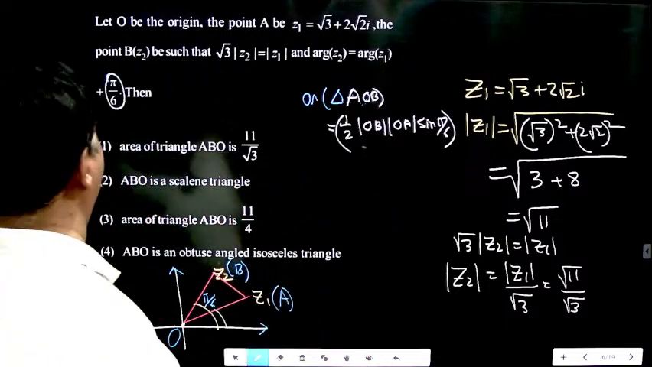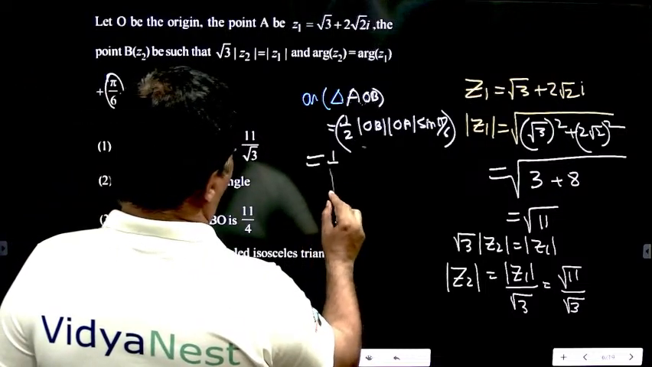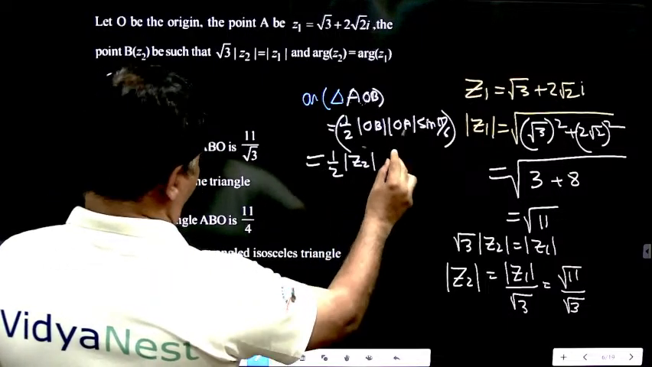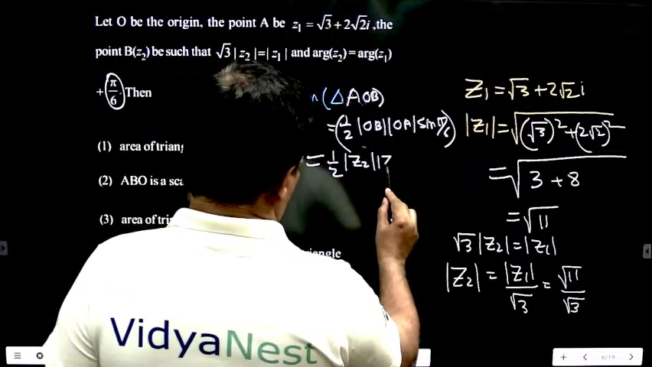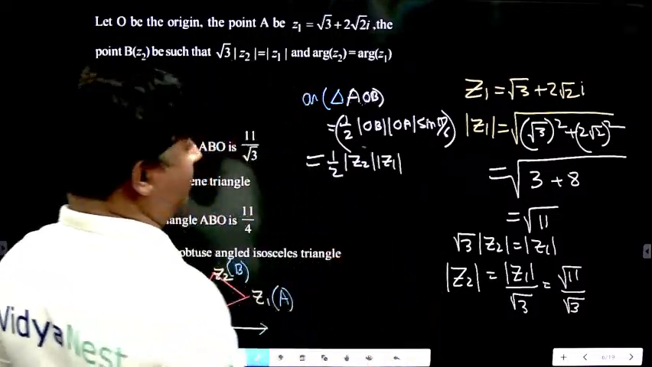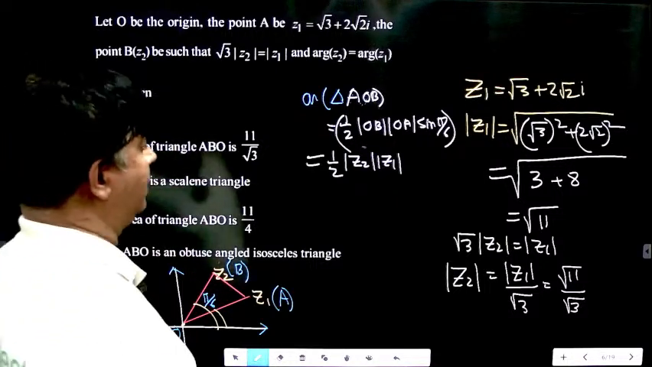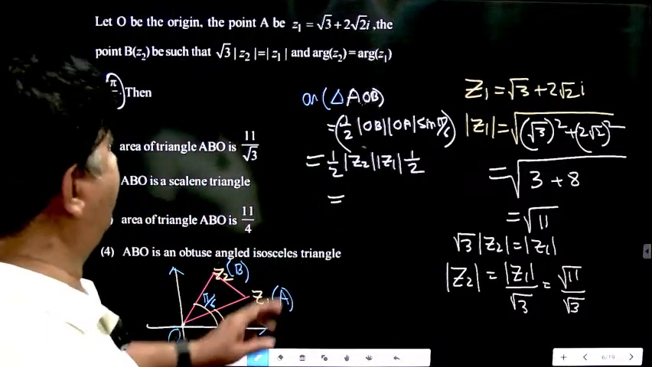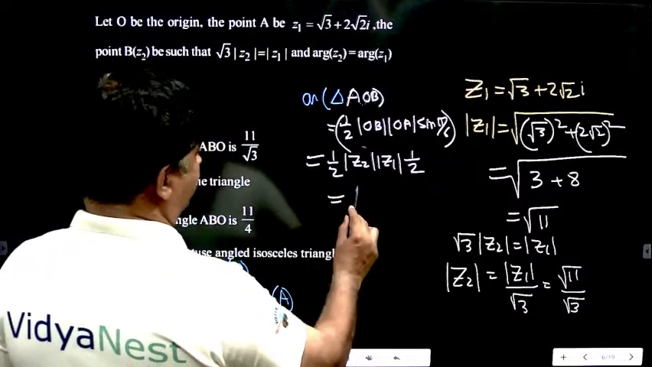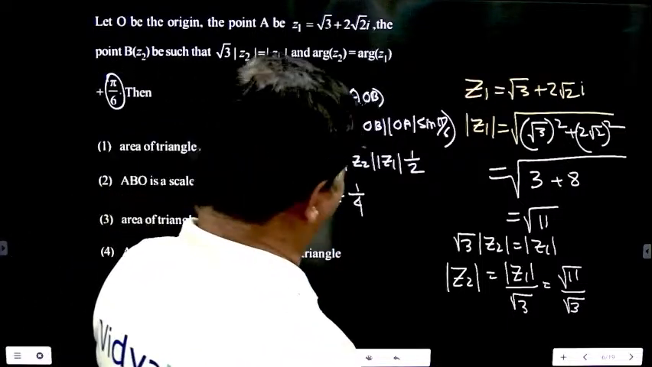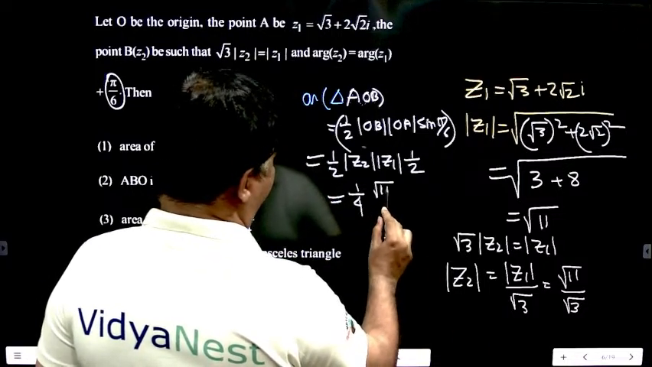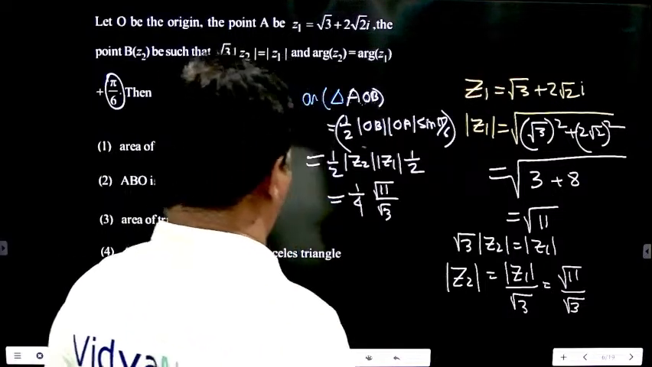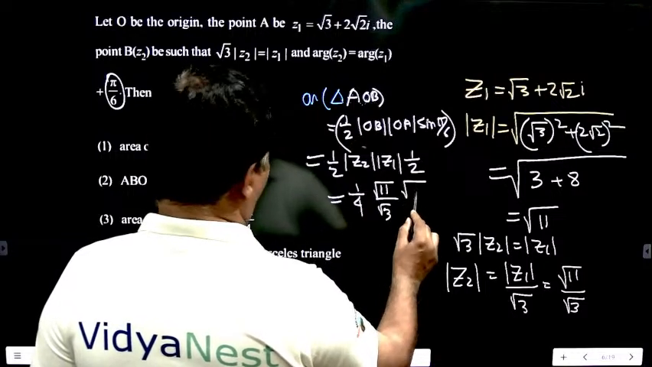Magnitude OB is mod Z2. OA means mod Z1. Sine pi by 6, sine 30 degree, is half. So half into half, that is 1/4. Now mod Z2 means root 11 by root 3 and mod Z1 is root 11. So I think your answer was right.